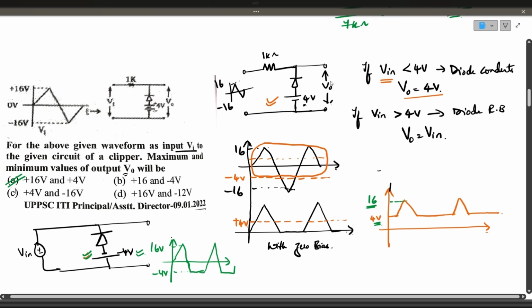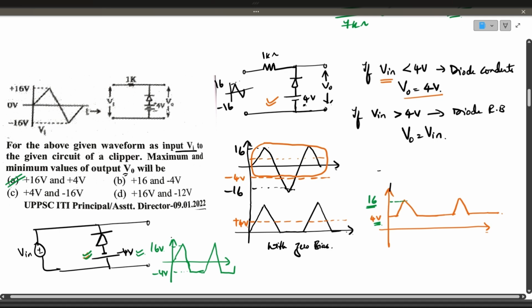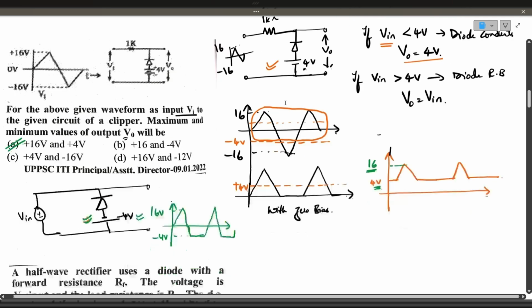How to solve the various problems based on the same problem. They can twist the question like anything. They can put positive bias voltage or negative bias voltage. They can keep the positive clipper as well as negative clipper. These are the different combinations. Now we'll see the next problem.